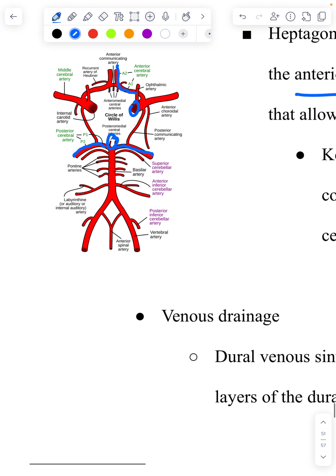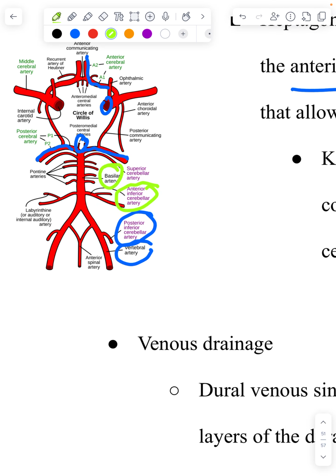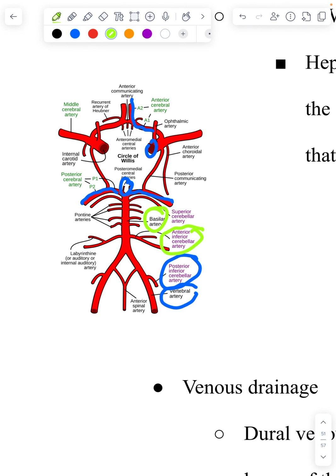So yeah, key thing is PICA is a branch of vertebral. AICA is a branch of basilar. So that's important to differentiate. And then ACA and MCA, so anterior cerebral and middle cerebral, are a branch of internal carotid, but PCA is still a branch of basilar.